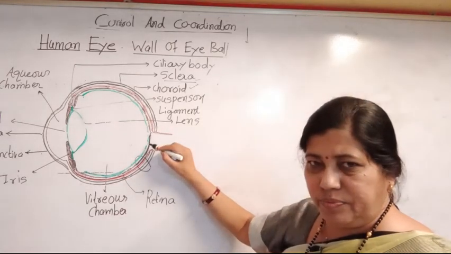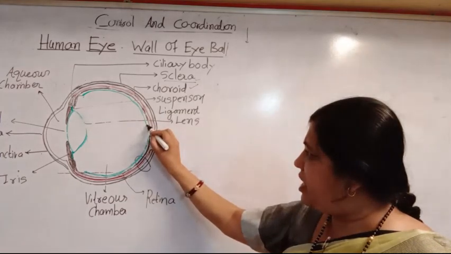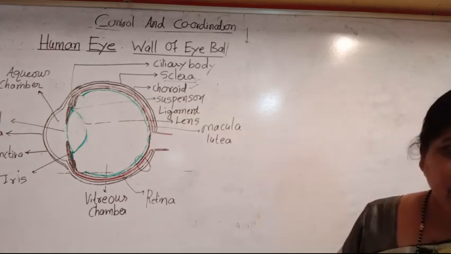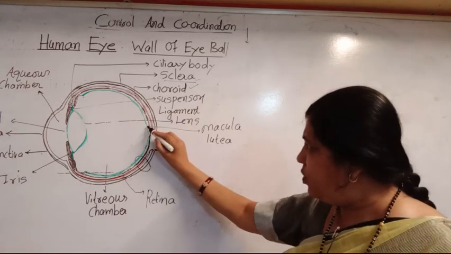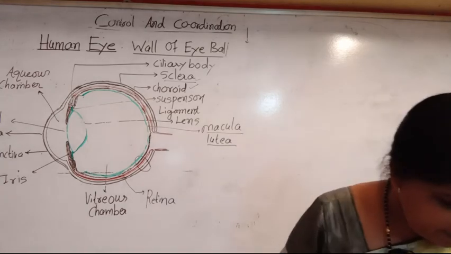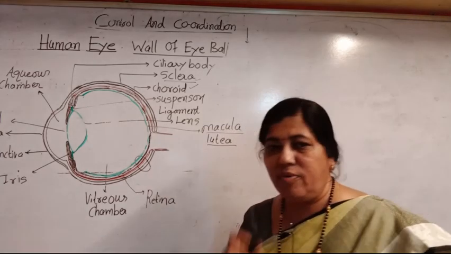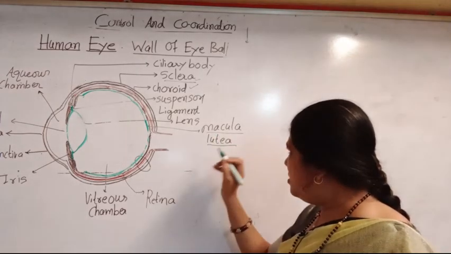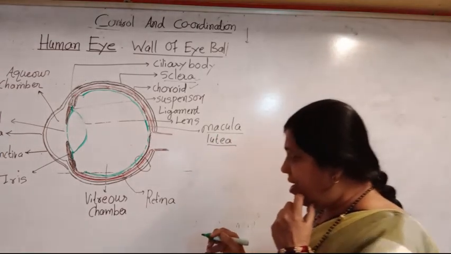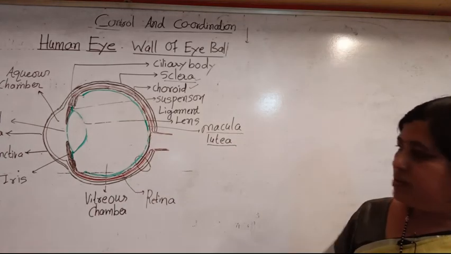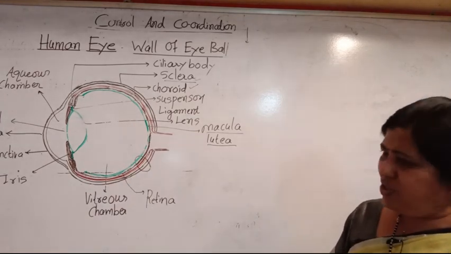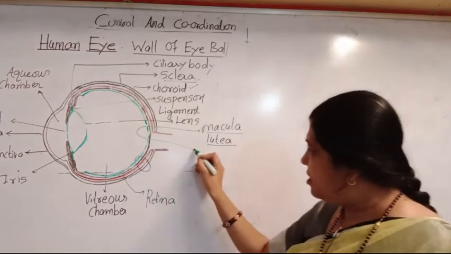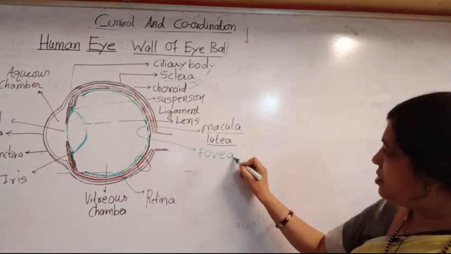Above the blind spot, a yellow area is present, and this is called macula lutea. This yellow area or yellow spot is macula lutea. Macula lutea is a yellow spot which is present near the optic nerve, above the optic nerve, and this macula lutea has a central depression, and this depression is called fovea.